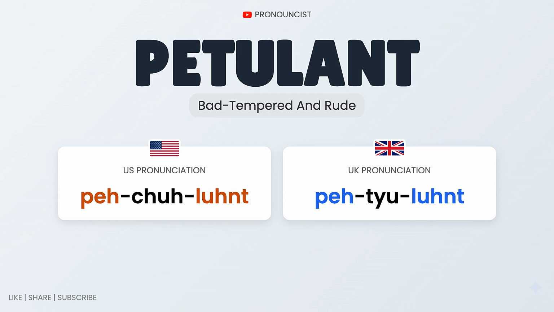Petulant. U.S. ch. U.K. tu. Don't blur that middle sound. Practice repeatedly and you'll soon be able to say this word perfectly. The best way to practice is to repeat the syllable multiple times.